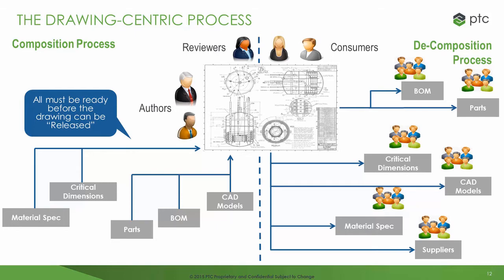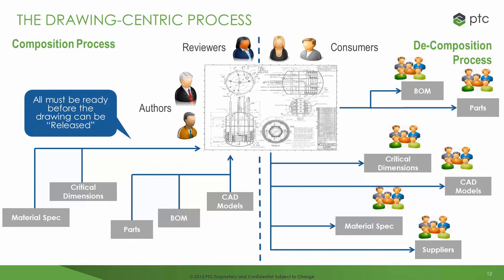Secondly, there is the decomposition process, where the consumers of the information must read from the drawing to interpret and extract just the information that's relevant to them. The drawing now becomes a bottleneck, where none of the downstream consumers can receive any information at all until the composition of the entire information set is complete and the drawing is released. This process constriction is exacerbated when any of the information on the drawing changes.